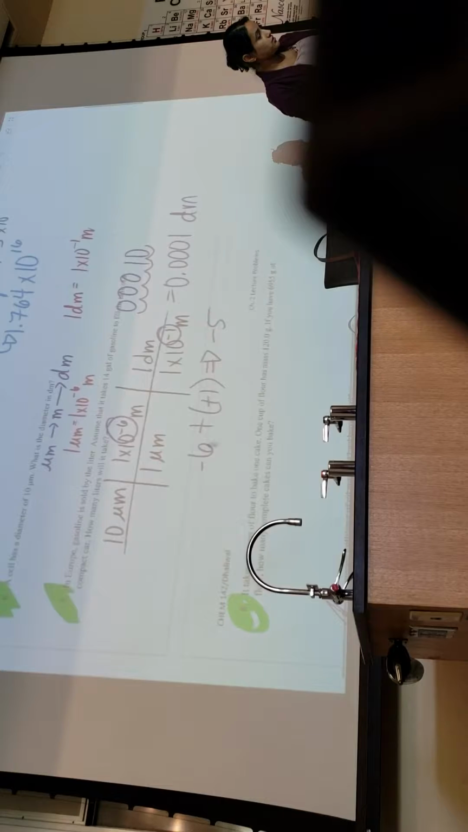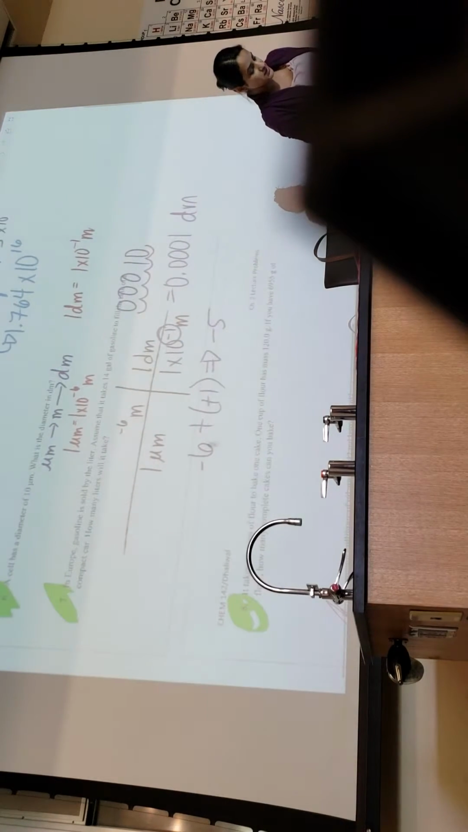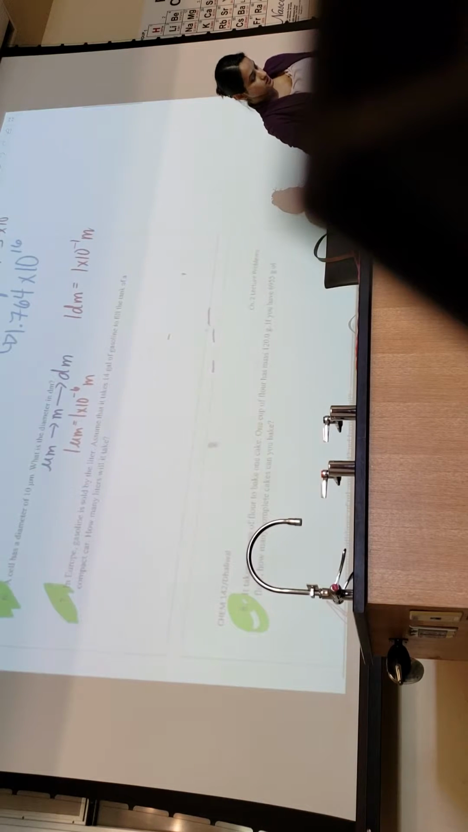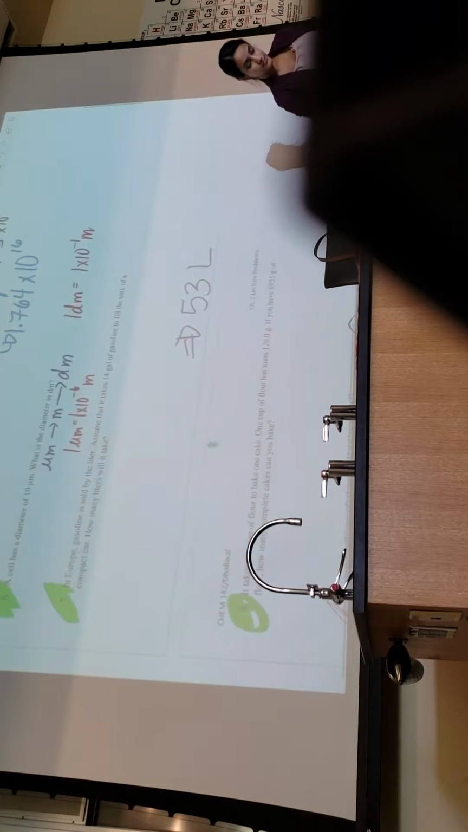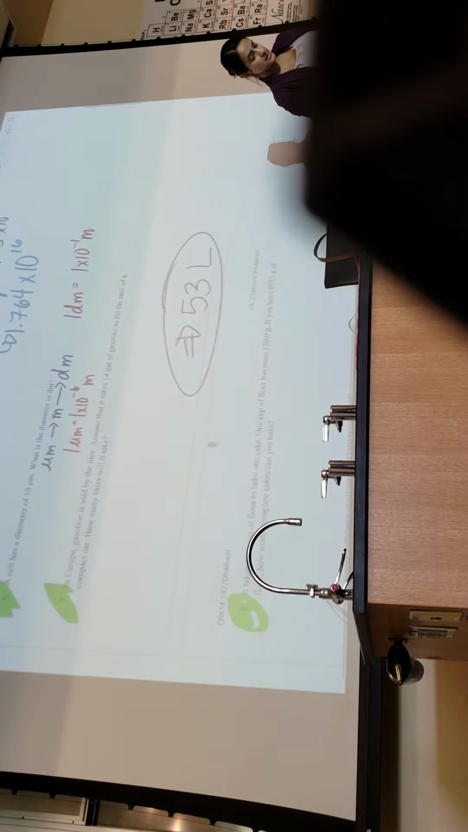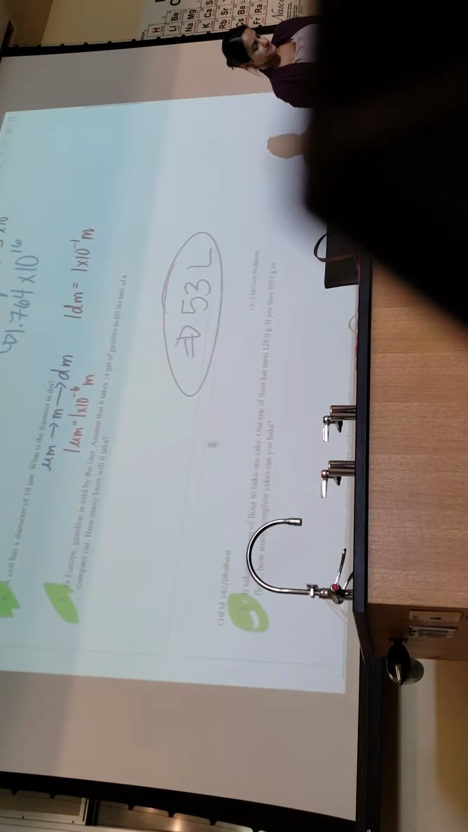We're not gonna do, but I will give you the answer. That way you can check if you did it correctly. Number 7, with the correct number of significant figures, you should get 53 liters. So that's the answer to number 7. Make sure you try that on your own.